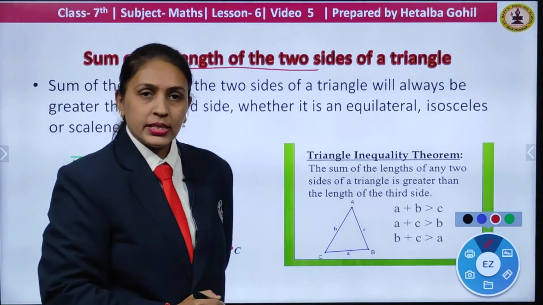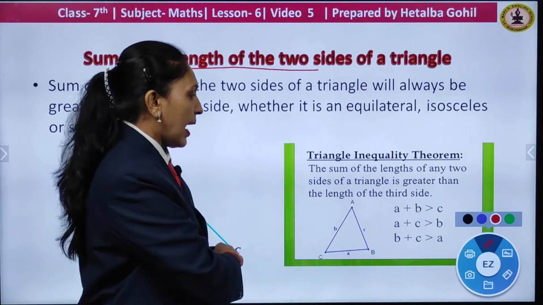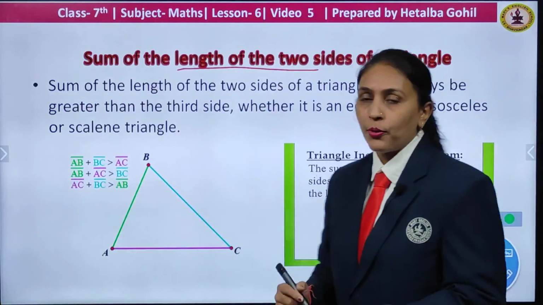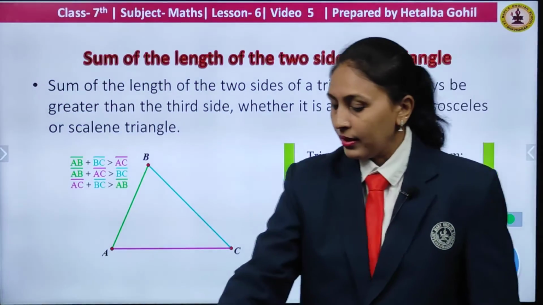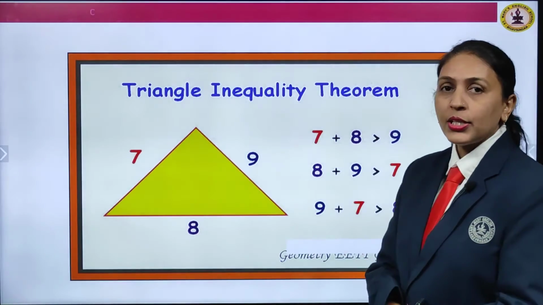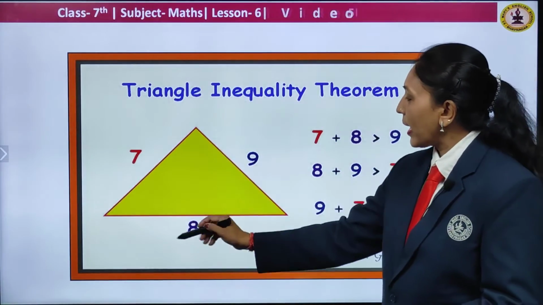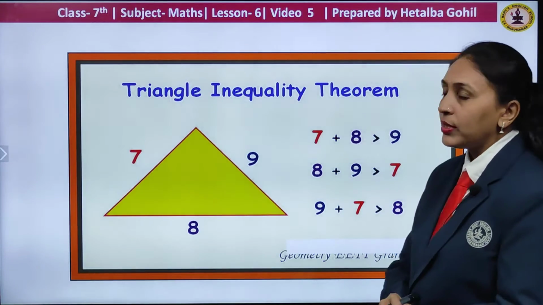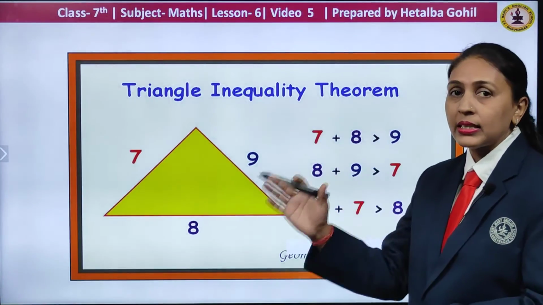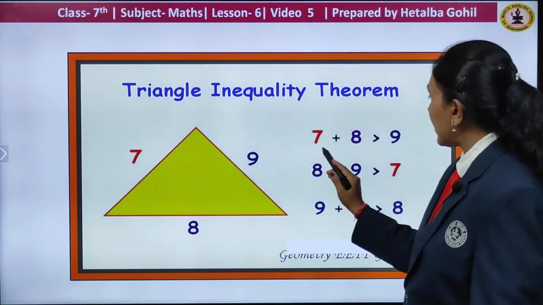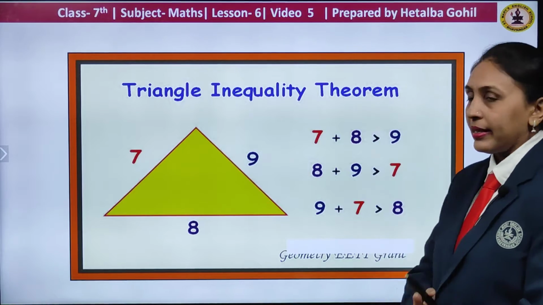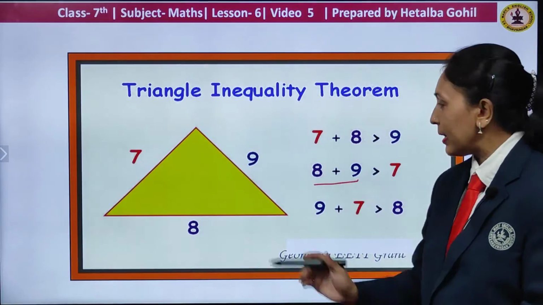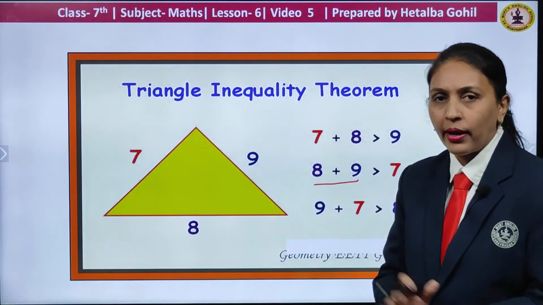Now, this is like the triangle inequality theorem. The sum of the lengths of any two sides of a triangle is greater than the length of the third side. So this is a very important property on which our next exercise is based, children. It is very easy to understand with this figure, right? You can see here a triangle with three different measures given, 7, 8 and 9. Now if I use that property, if I take first 7 plus 8, children, 7 plus 8 will always be greater than 9. If I take 8 and 9, when we add these two, obviously it will be greater than the third side, that is 7 centimeter, meter, whatever.